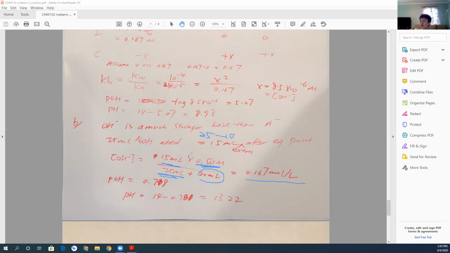I'm really curious, some of you got the number of moles in excess and also the final volume right, but you got this number wrong. All of you got 0.6. I don't know how you got that. It should be 0.167 moles per liter, which is the hydroxide concentration. You convert that into pOH, which is 0.78. So pH is 14 minus 0.78, which is 13.22.